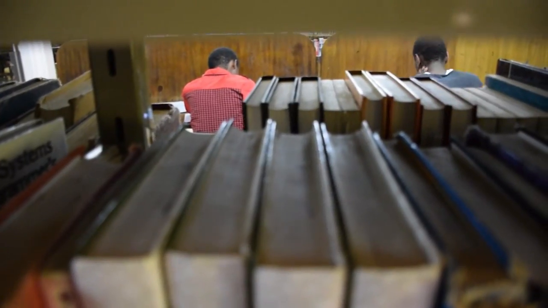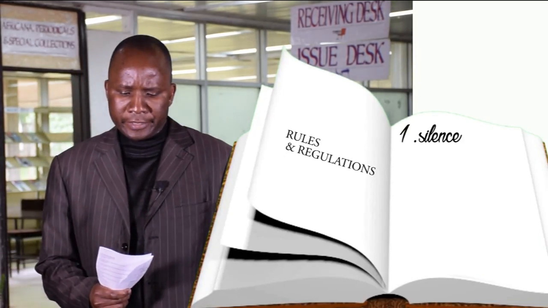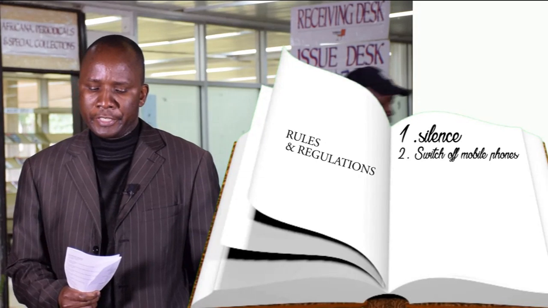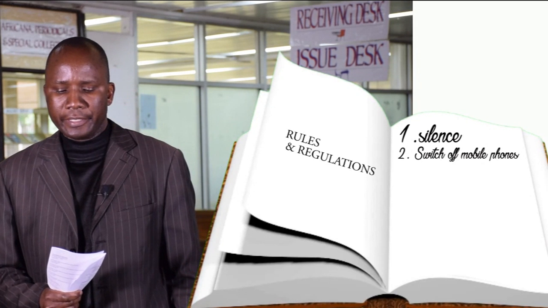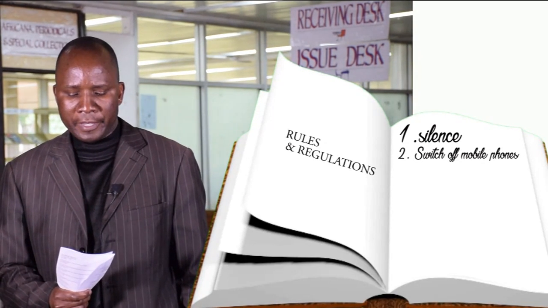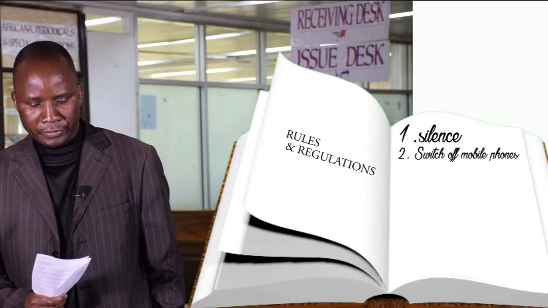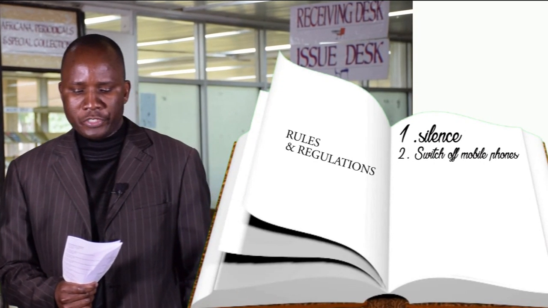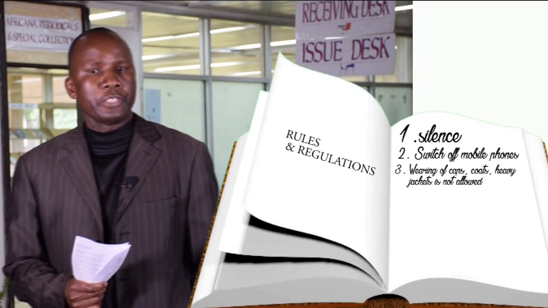Let us get a highlight of the library rules and regulations in order to create a conducive environment to the users. Number 1, silence shall be strictly observed in the library. Secondly, mobile phones must be switched off while in the library. Otherwise, these are subject to confiscation on default. Thirdly, wearing of capes, overcoats, heavy jackets, and similar wear is not allowed in the library.